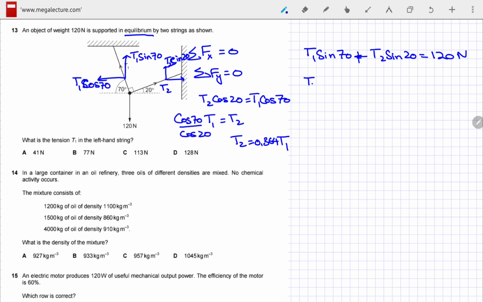So this gives me T1 sine 70, but what is T2 in terms of T1? It is 0.364 T1, and I have sine 20, and what is this equal to? 120 Newtons. So just factor T1 out and solve the rest using a calculator, and you would get 113 Newtons for T1. So the correct option is option number C.